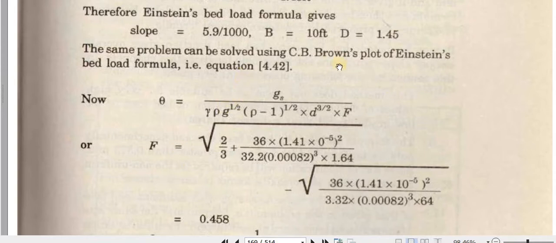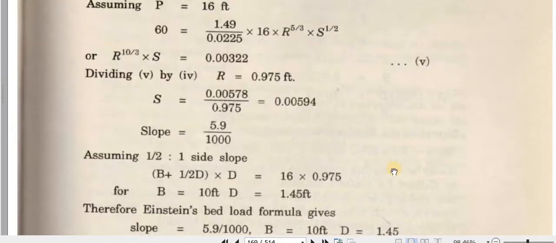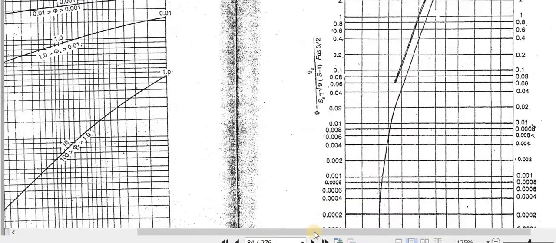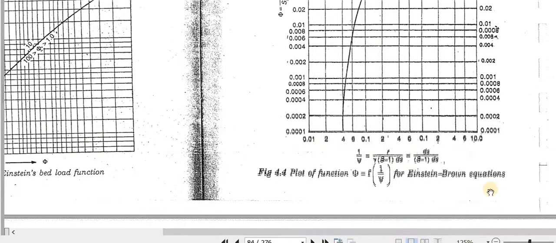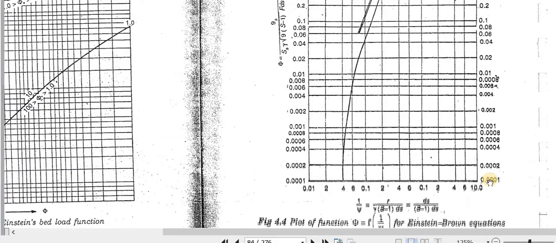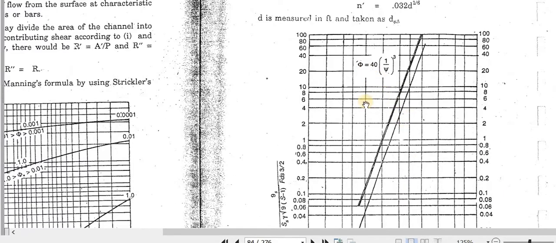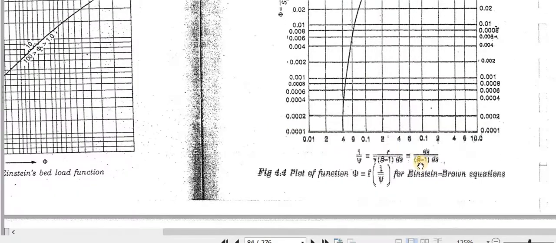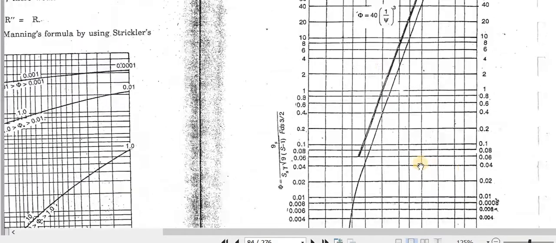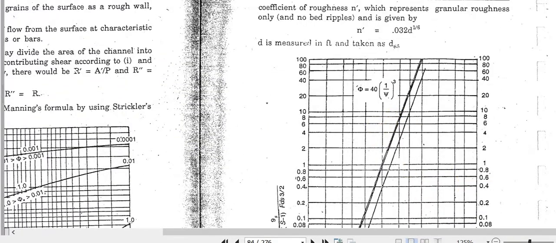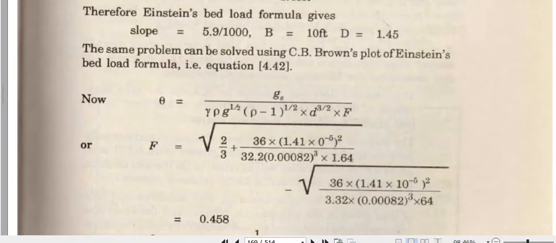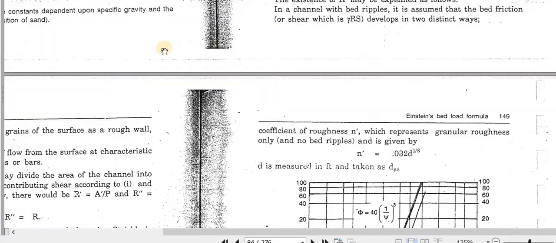And the problem can be solved with the Einstein and Brown plot that is given in the same book. Here we have the plot of Einstein and Brown, the Einstein-Brown equation. So we have equation 1, this one, equation 2, and equation 3. We have 3 equations, and we can also use the plot, but we will use equations. So by using this, we have to go to its formula.